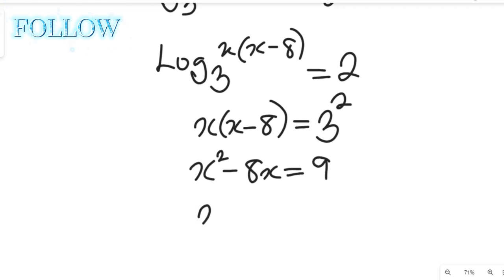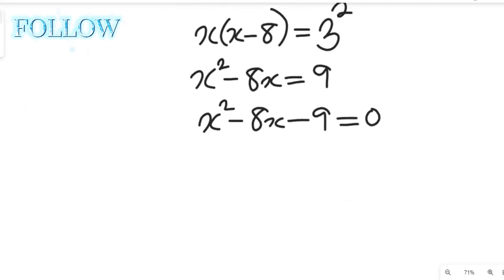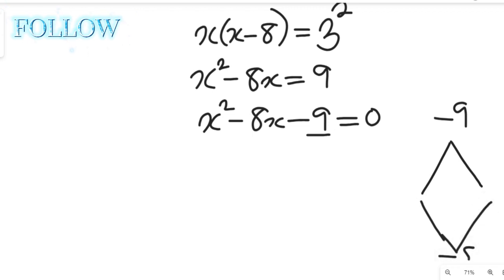So if we simplify that, we are going to have x squared minus 8x equal to 9, and this will give us x squared minus 8x minus 9 if we subtract 9 from both sides, and that will be equal to 0, which is a quadratic equation. So we can now look at two values we can multiply to solve that quadratic equation that will give us negative 9, and when we add such two values, we are going to have negative 8.